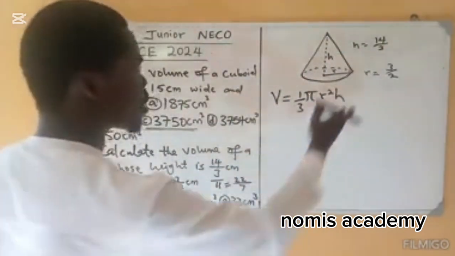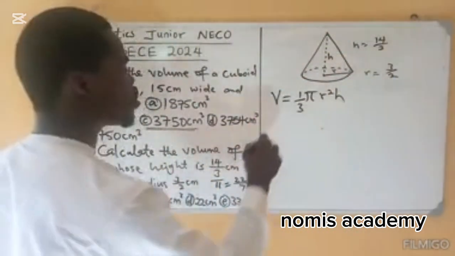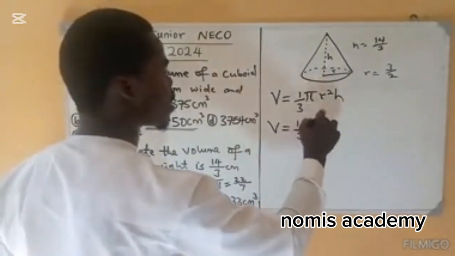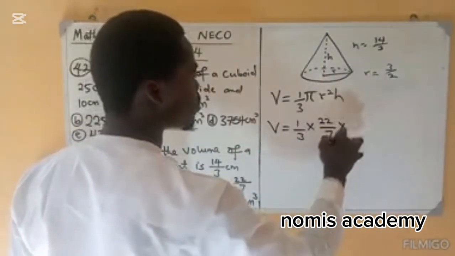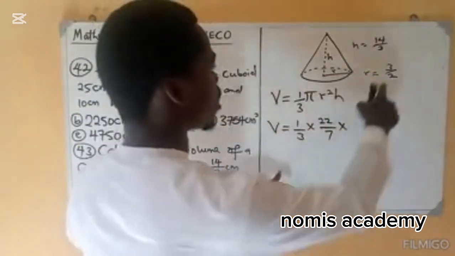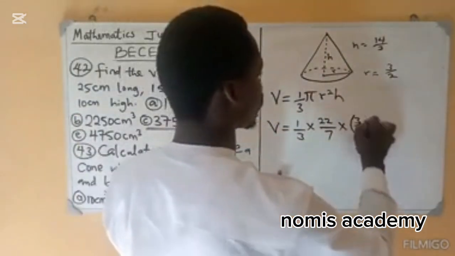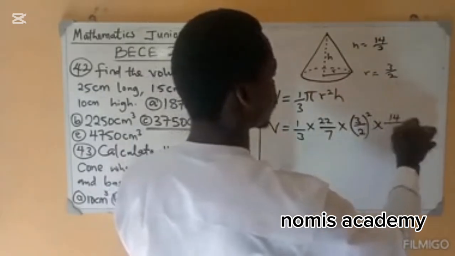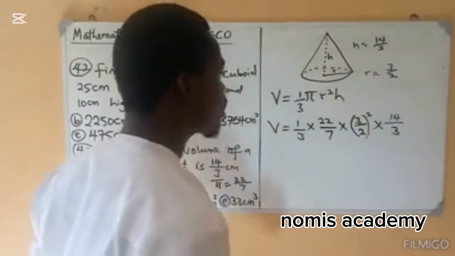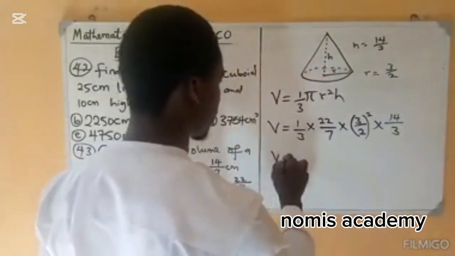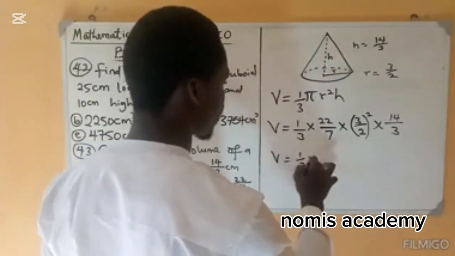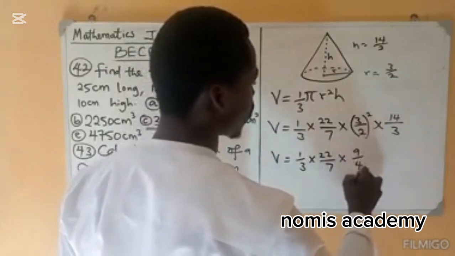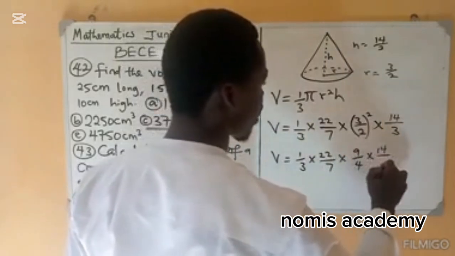Now let's substitute this data in the formula. The volume is equal to 1/3 times pi, which is 22/7, times r, which is 3/2 raised to the power of 2, times h, which is 14/3. Okay, now we have V equal to 1/3 times 22/7 times 9/4 times 14/3.